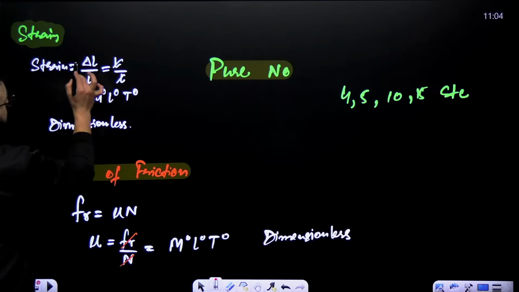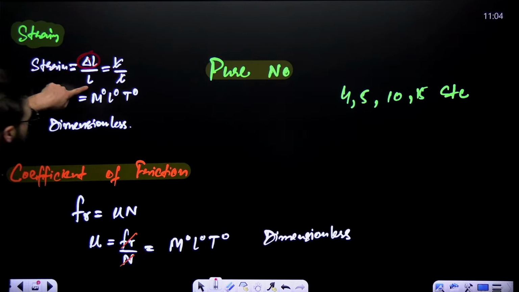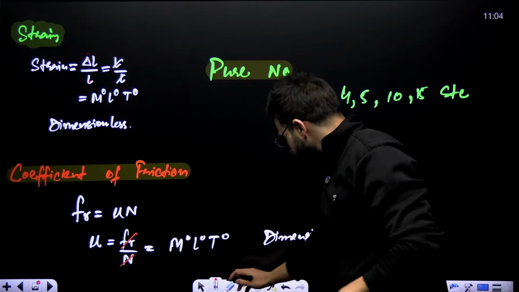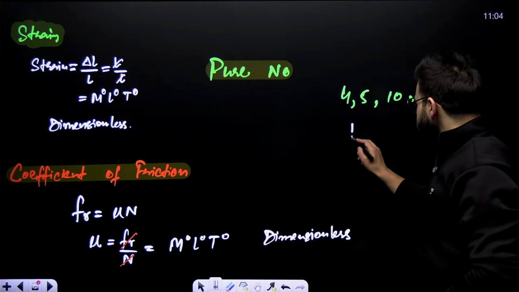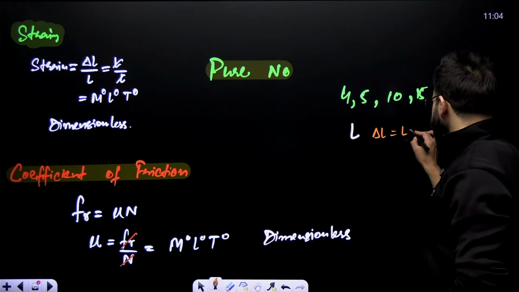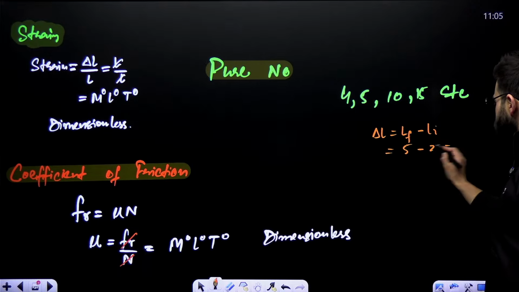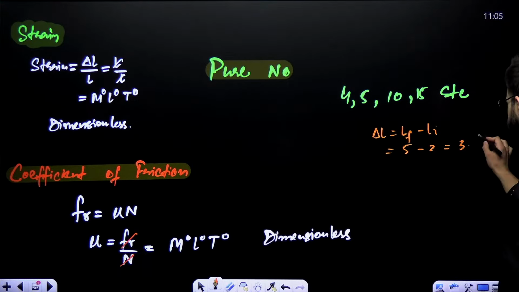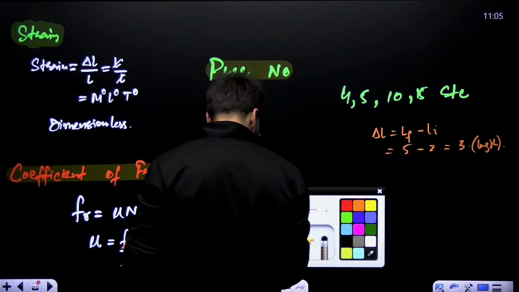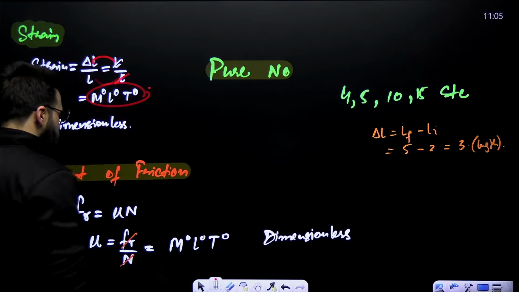Why? Strain is delta L upon original length. What is delta L? Delta L means change in length, which is final length minus initial length. Let's suppose final length is 5, initial length is 2. So what will be the change in length? That is 3. What is this 3? This is also length. So change in length is also length, and length is also length. This and this will cancel, and it becomes dimensionless.